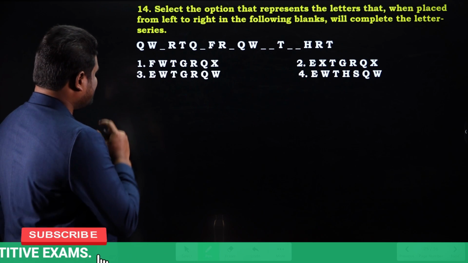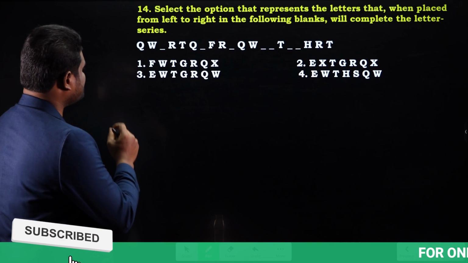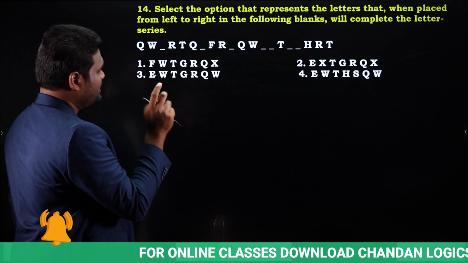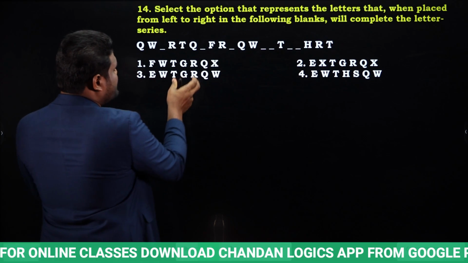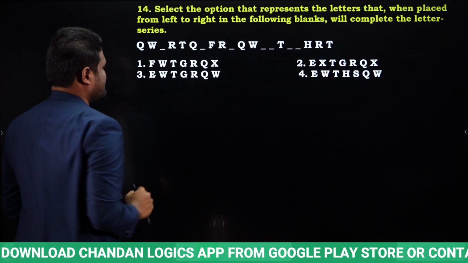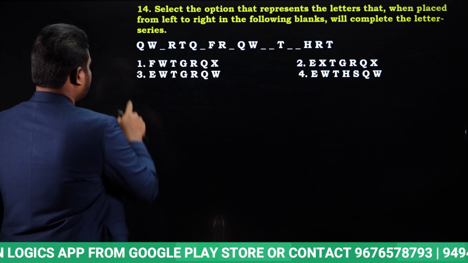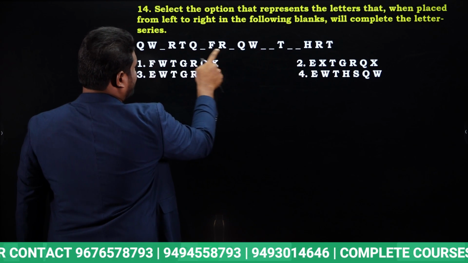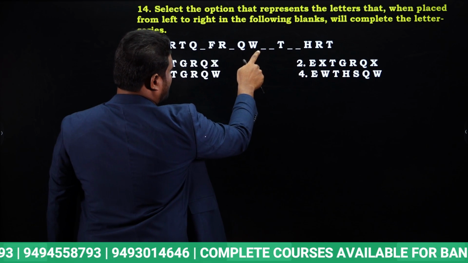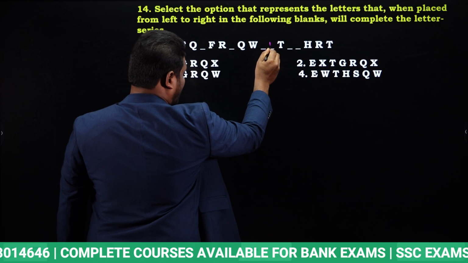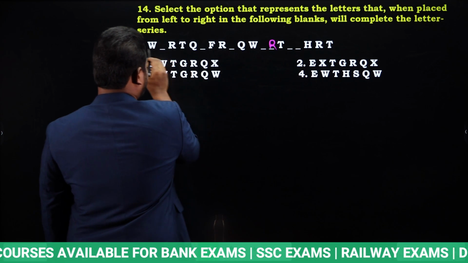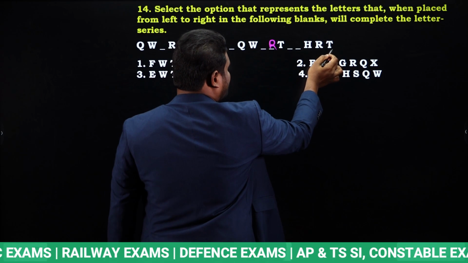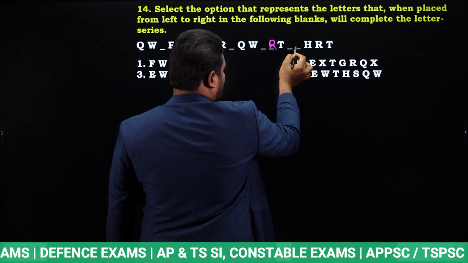This is from letter series: QW space RTQ space FR. So some series is given. Now we need to find which option is going to exactly fit the series. Now observe carefully. Here we have QW, RT. Here we have QW. We have T, but there is no R. Let's keep R. The reason is QW, RT is there, so that is the reason. Here we have RT. Okay.